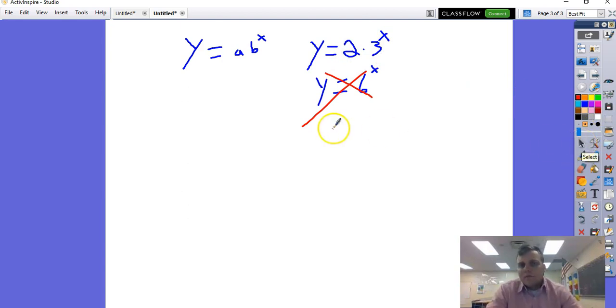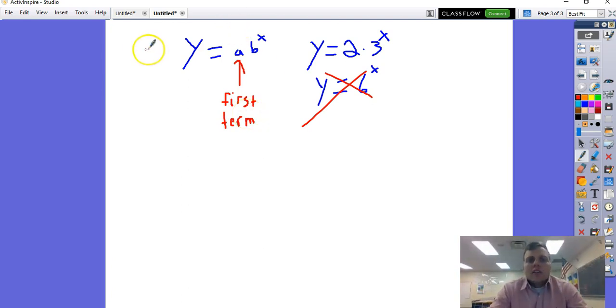Something you might want to know about y equals a b to the x: a is commonly referred to as your first term or your initial quantity. Just so you're aware. So this is what we call the general form for writing exponential functions.